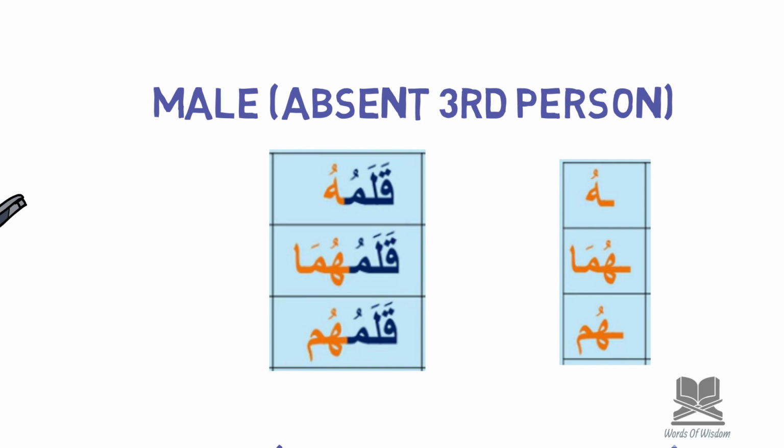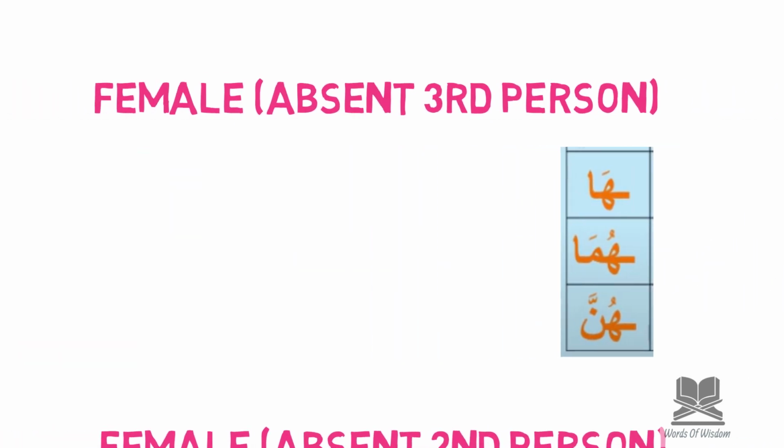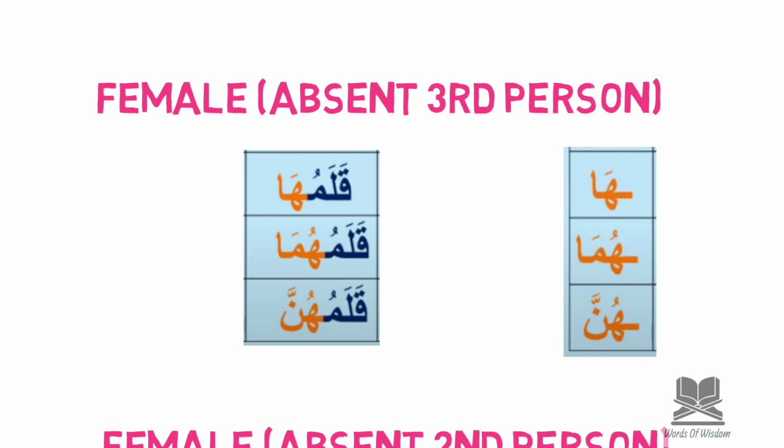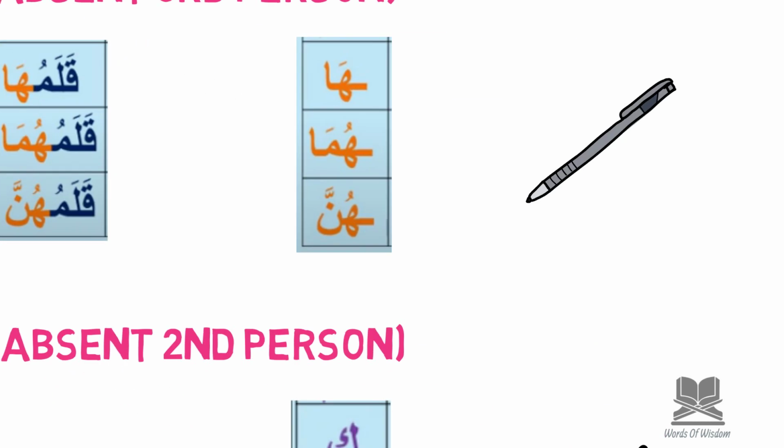So what we need to keep in mind is what is the attached pronoun? It's hu, huma, and hum to give the meaning of single, dual, and plural. So it's going to be qalamu hu for his pen, qalamu huma, both of their pen, qalamu hum for all of their pen. Then let's go to the women, one, two, and plural. So the attached pronouns are ha, huma, and hunna. So qalamu ha, qalamu huma, qalamu hunna. Her pen, both of their pen, all of their pen.